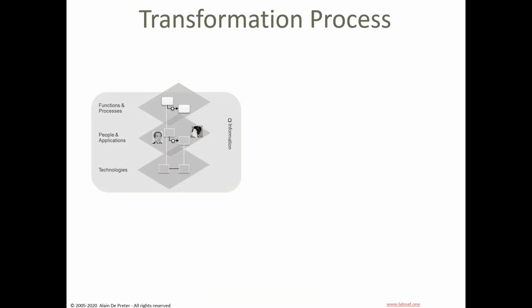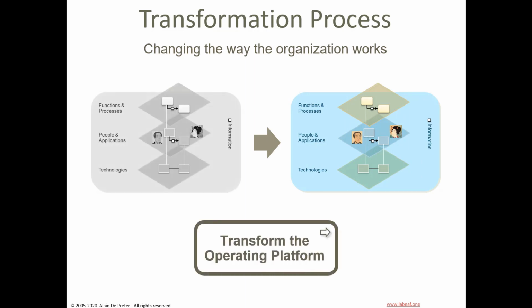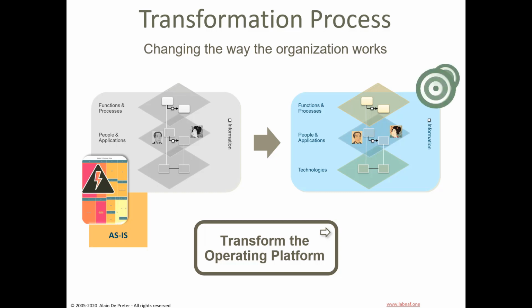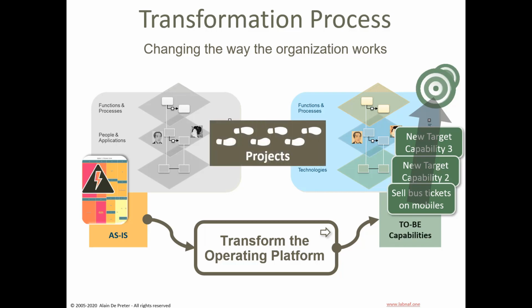So a transformation process is about changing the way the organization works. It is about transforming the operating model following a defined vision. It is about visualizing the enterprise, visualizing the problems and the opportunities. And it is also about defining the goals and the target capabilities. For example, we might want a new capability to sell bus tickets on mobile devices. Then it's also about defining capability roadmaps leading to the desired situation. Then it is finally about defining a roadmap of projects to make this happen. And during each project, it's about creating a sound architecture solution.